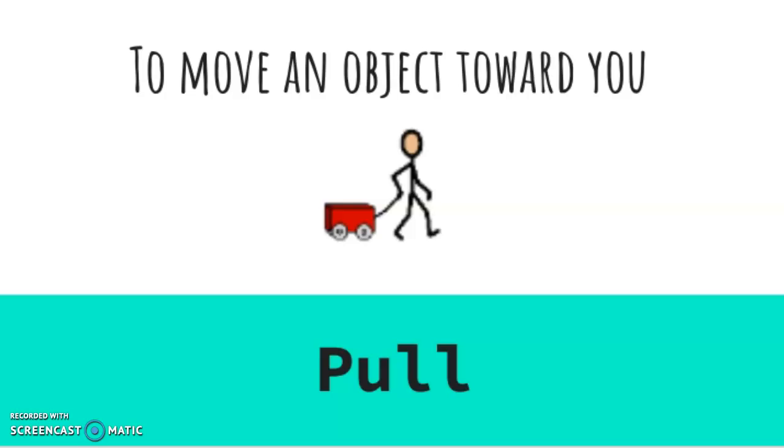To pull an object towards you means to pull. In this picture, the stick figure is pulling on a wagon. Other things that you would pull would be a suitcase. When you are bringing an object towards yourself, you are pulling it.